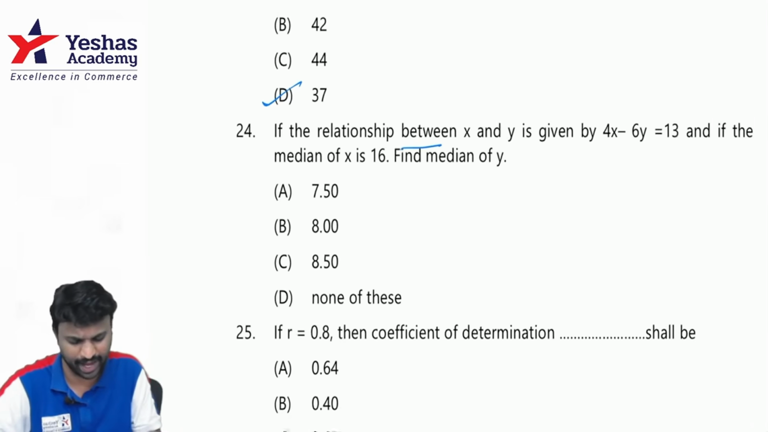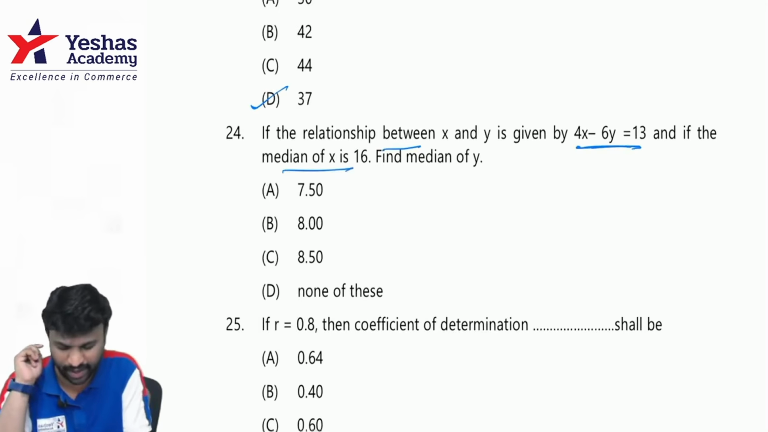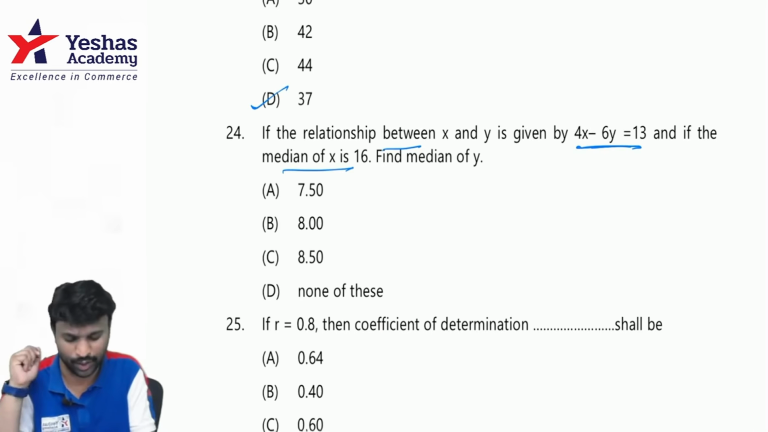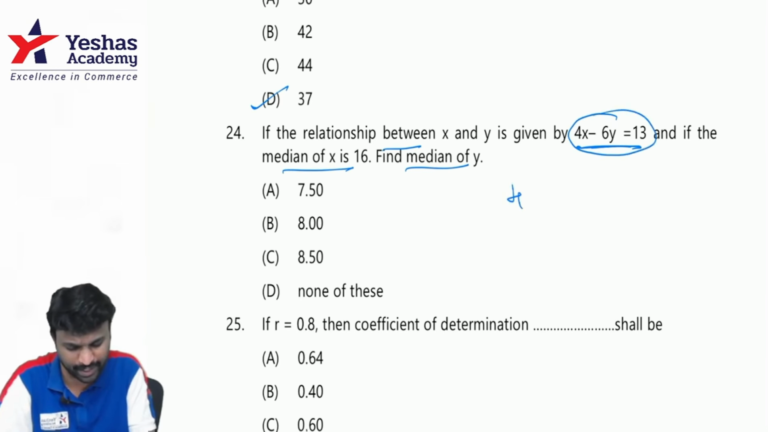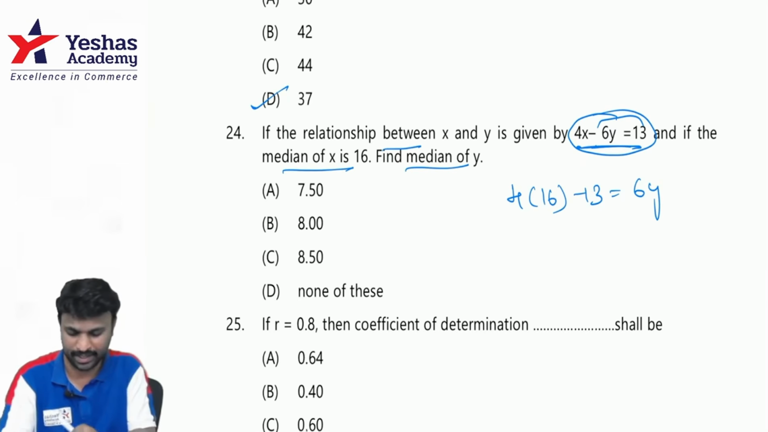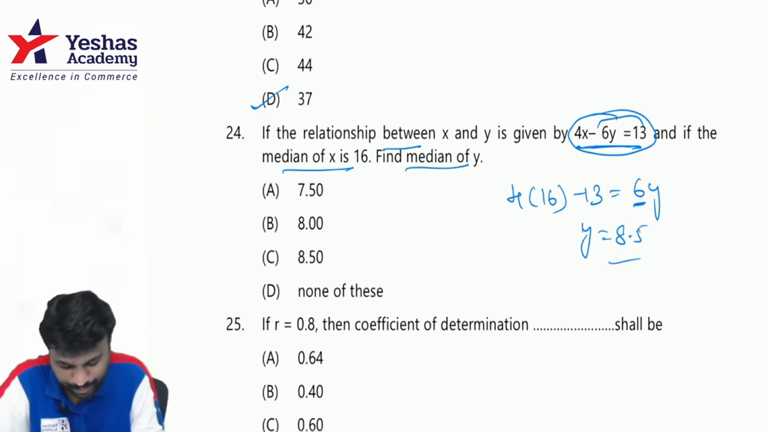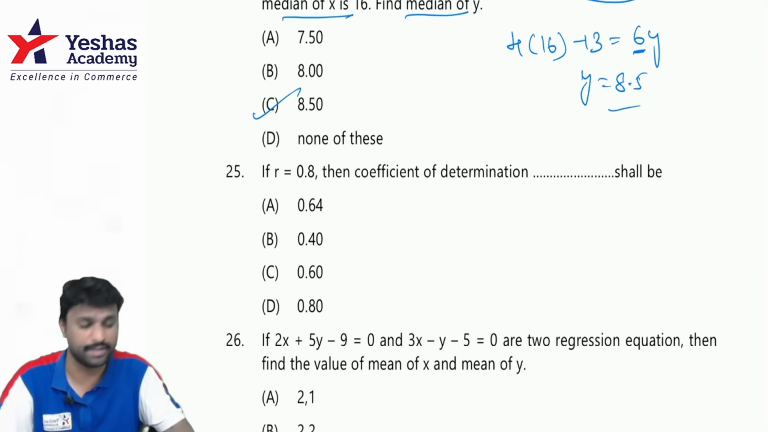The relationship between x and y is given as 4x minus 6y is equal to 13. The median of x is given as 16. You need to find the median of y. Guys, wherever x appears, substitute the median of x, which is 16, and take this 13 to the other side, minus 13. Minus 6y becomes plus 6y on the other side. So 4 into 16 minus 13 gives you 51. And where will this 6 go? It gets divided by 6. So y is equal to 8.5. That itself is the median of y. Option C is the right answer.